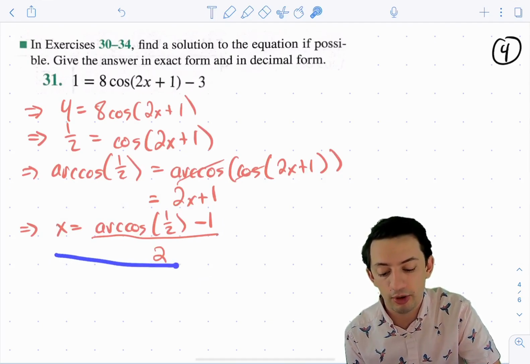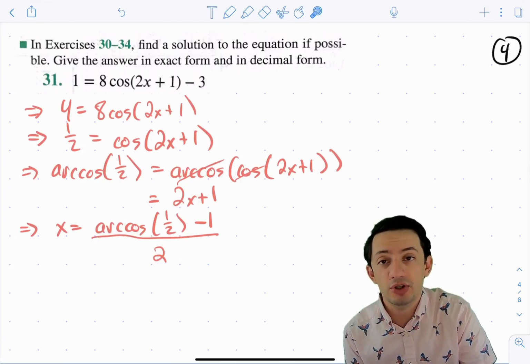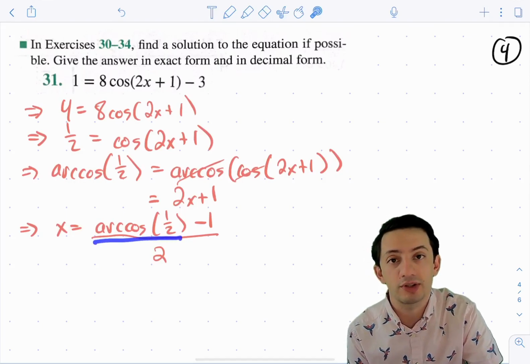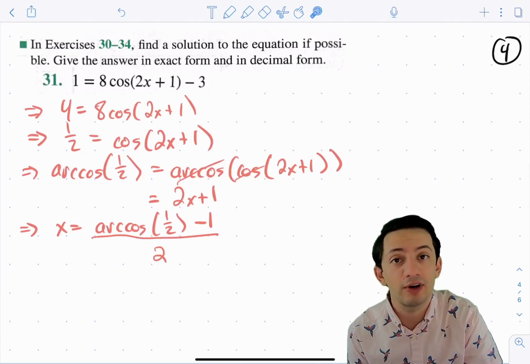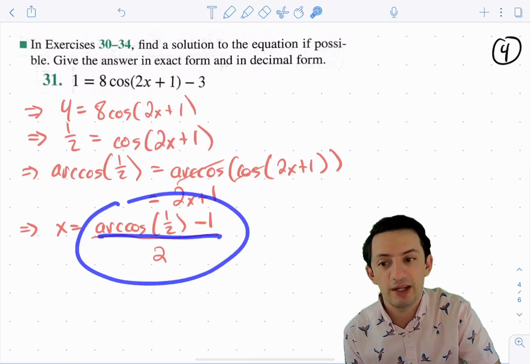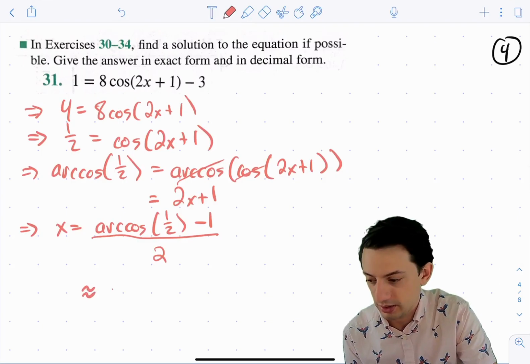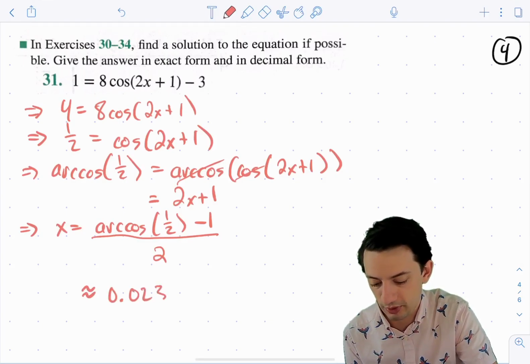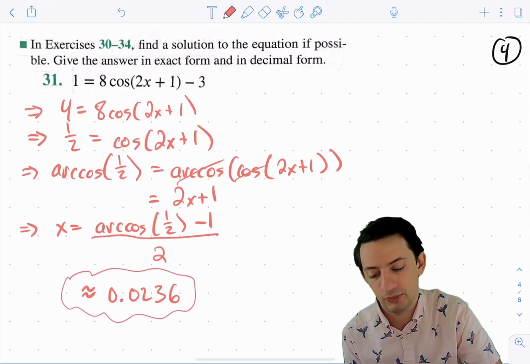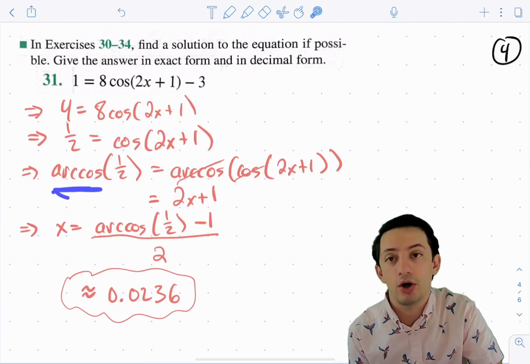To put it in decimal form, you need a calculator that has an arc cosine button. The one that I've been showing you on screen doesn't, but this is where Google can do a perfectly good job. You can just type in arc cosine of 1/2 into Google, or Wolfram Alpha, or anything like that. So you've got a lot of options there. When you just plug this in and evaluate the whole thing, you get a decimal answer of approximately 0.0236. And so that's our answer. So we solved for x, and the only new thing we had to do here was use this arc cosine function.